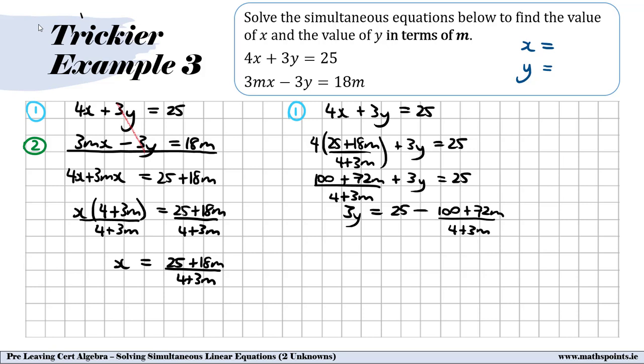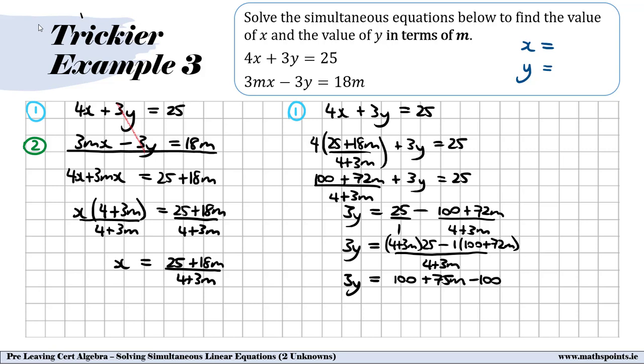Before I divide across by the 3 to get the y on its own, I'm going to tidy up the right hand side by simplifying the fraction. So I'm going to get a common denominator, which is 4 plus 3m. Remember that 25 is the fraction 25 over 1. Now 1 into 4 plus 3m goes 4 plus 3m times 25, minus 4 plus 3m into 4 plus 3m goes once on 100 plus 72m. So I get that 3y is equal to, multiplying out, 4 by 25 is 100, plus 3m by 25 is 75m, minus 1 by 100 is minus 100, and minus 1 by 72m is minus 72m. And that's all over 4 plus 3m.